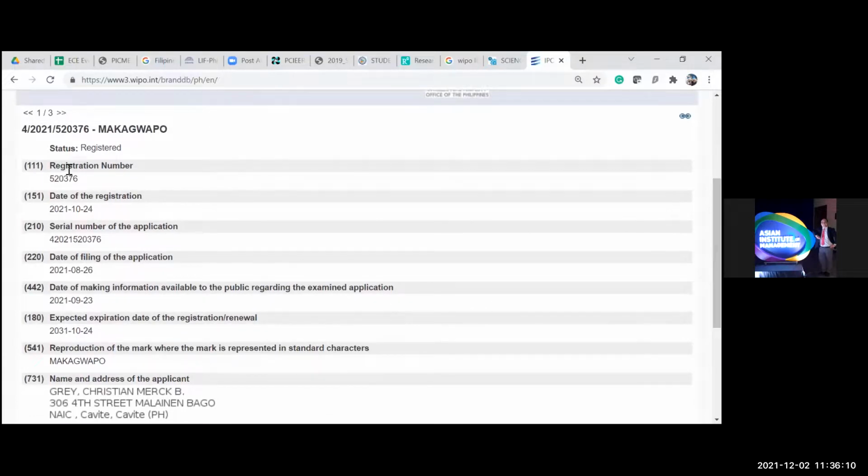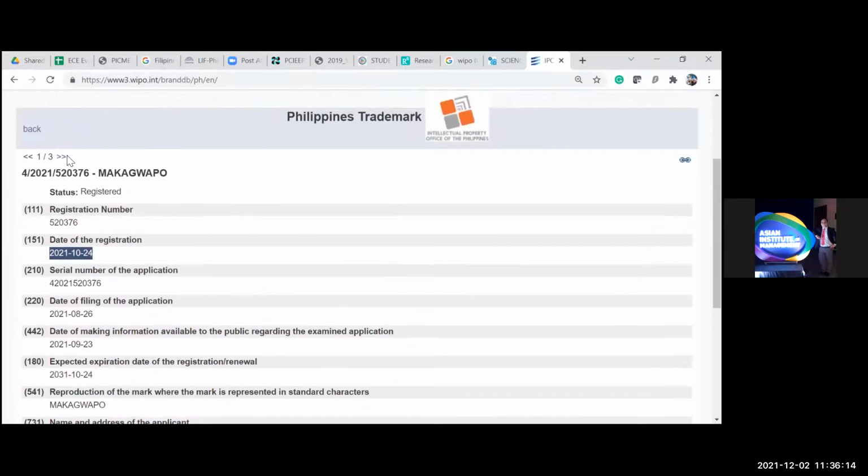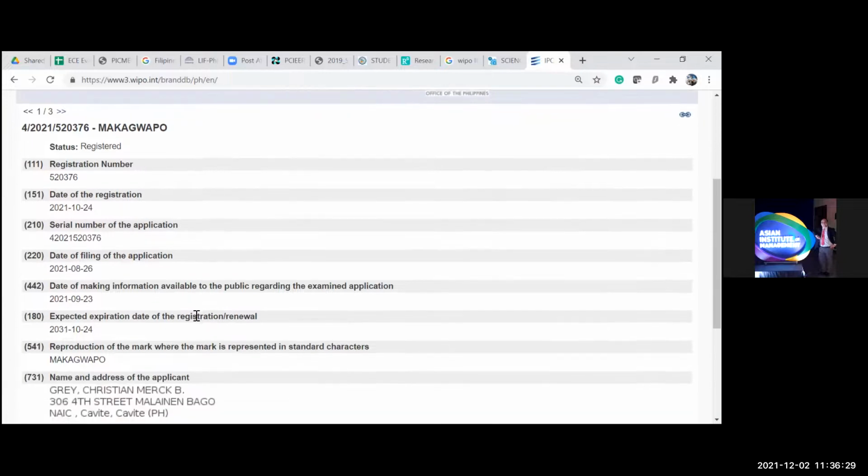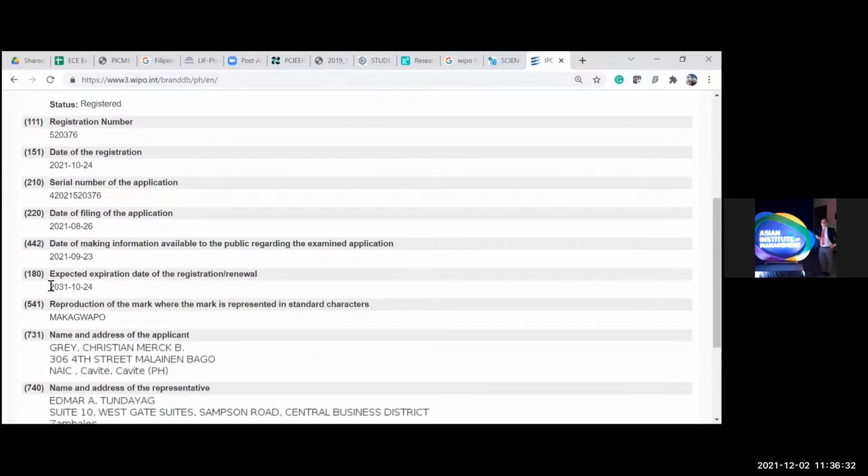I think this is very new, because the registration is 10/24, and if you go back to the filing, it is August. That's fast, in less than 2 months. So that means you can indeed verify on the IPOPHL website or on WIPO to check if it's registered or not.